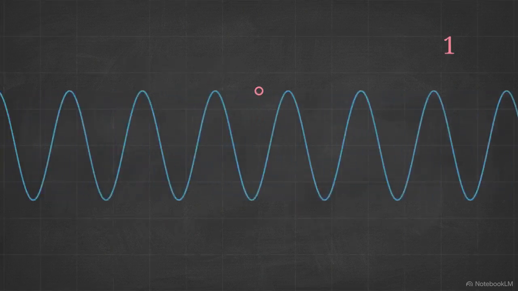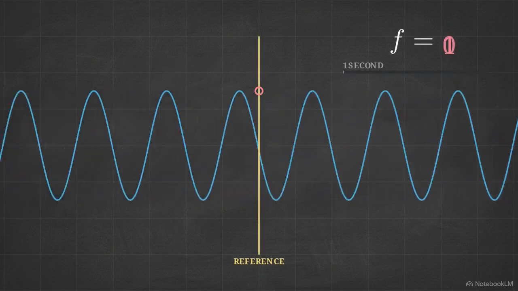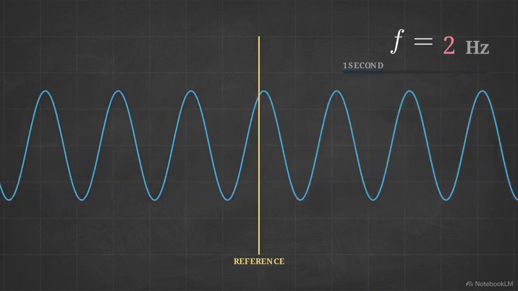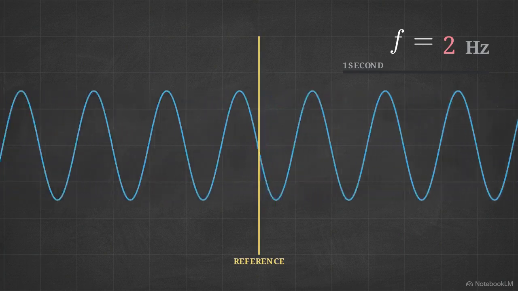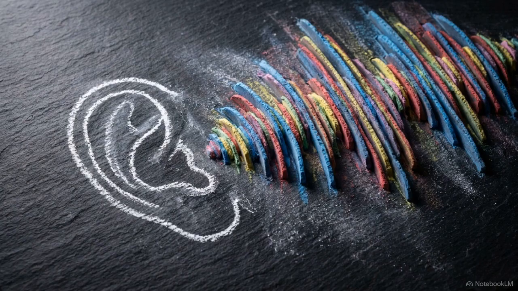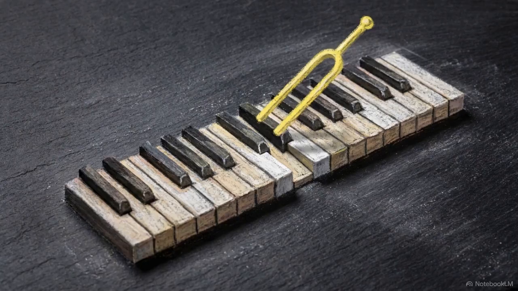While wavelength measures distance, we also need to measure time. Frequency, variable lowercase f, counts exactly how many complete wave cycles occur every single second. Frequency is measured in hertz. When frequency increases, human ears perceive it as a higher pitch. A standard tuning reference in Western music is 440 Hz, which produces the concert pitch A4.